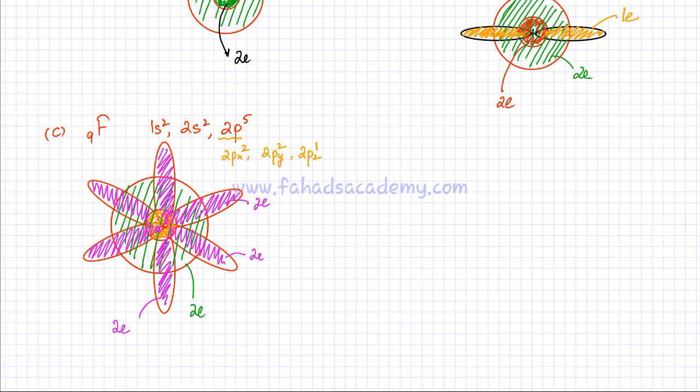A spherical region around the nucleus, very close to the nucleus, having 2 electrons. Another spherical region, but this time much bigger in size, that would accommodate 2 electrons in this particular region. And then there would be 2px, 2py, and 2pz orbitals. So 2 electrons in the 2py, 2 in the 2px, and 1 in the 2pz orbital.